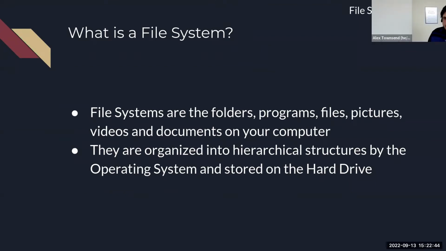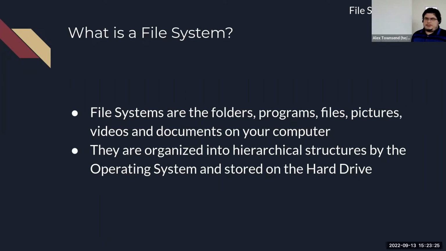So the next important thing to talk about are file systems. You can kind of think of them as like a big file cabinet. Like you might see file cabinets in your professor's office or in a business manager's office. They're usually these big file cabinets that have drawers that hold a bunch of folders. You can kind of think of a file system a bit like that. File systems are basically just the big box that holds all your folders, programs, files, pictures, videos, and documents, and organizes them for you.